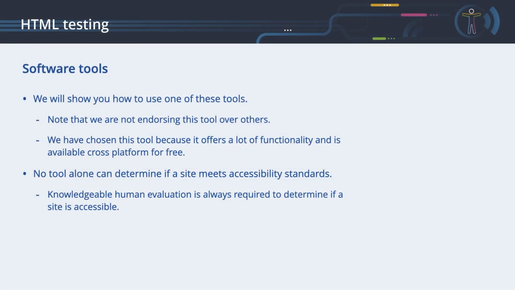We will now show you how to use one of these tools. Note that we are not endorsing this tool over others. We have chosen this tool because it offers a lot of functionality and is available cross-platform for free. Although software tools can be used to automate checking for accessibility criteria, they have their limits. No tool alone can determine if a site meets accessibility standards. Knowledgeable human evaluation is always required to determine if a site is accessible.